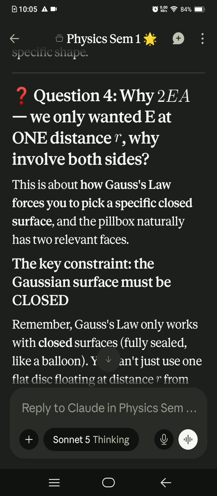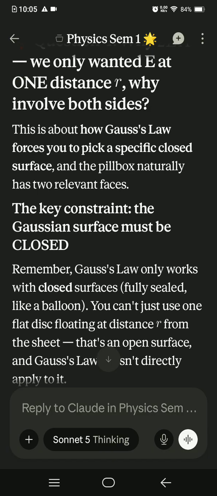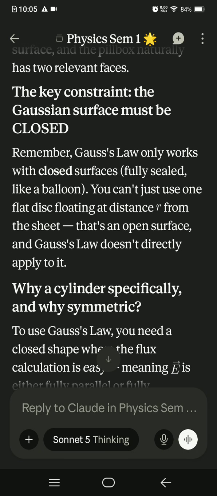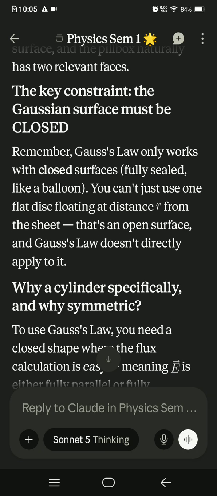Anyways, question number 4 is why 2EA? We only wanted E at one distance r. Why involve both sides? This is about how Gauss law forces you to pick a specific closed surface, and the pillbox naturally has two relevant surfaces. The key constraint: the Gaussian surface must be closed. Remember, Gauss law only works with closed surfaces.